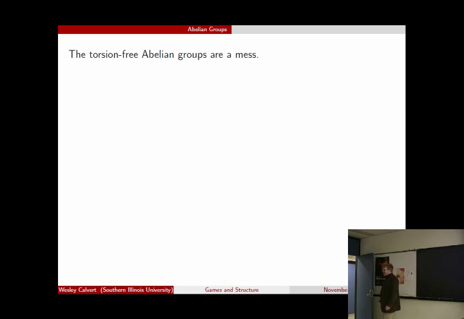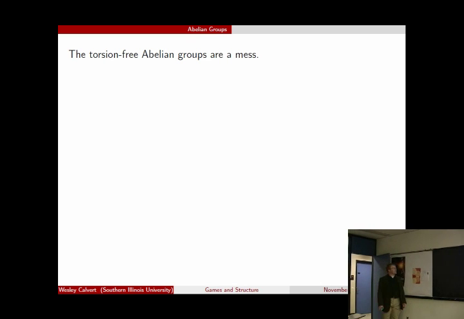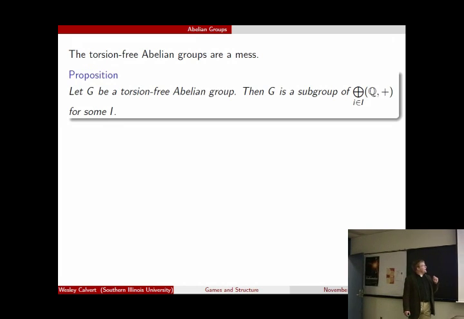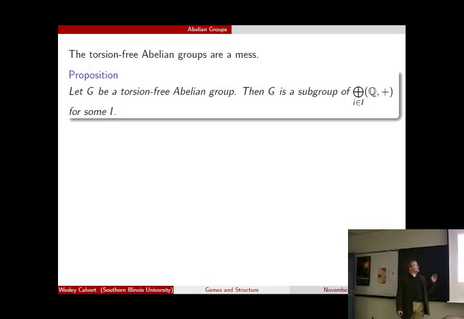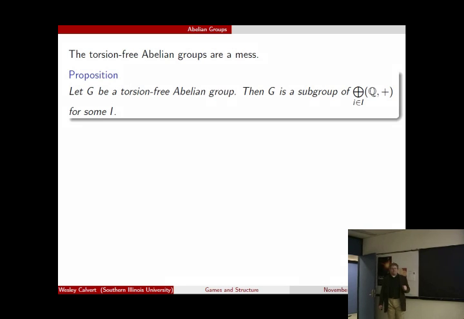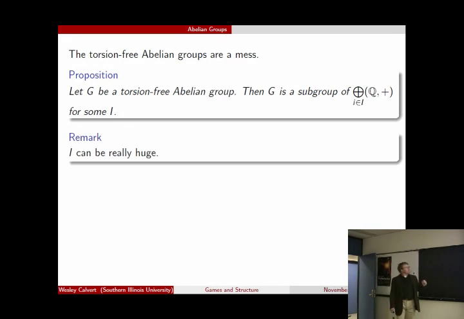The torsion-free situation is really tremendously depressing. So we do know that a torsion-free abelian group is going to be isomorphic to a subgroup of some direct sum of the additive group of rationals. And you would think that would help. It doesn't. For one thing, it can be a really, really huge direct sum. And that itself can make things unpleasant.